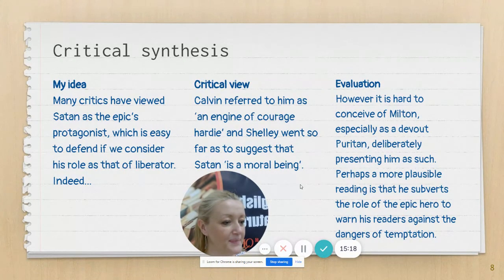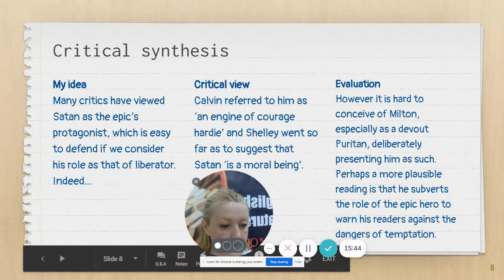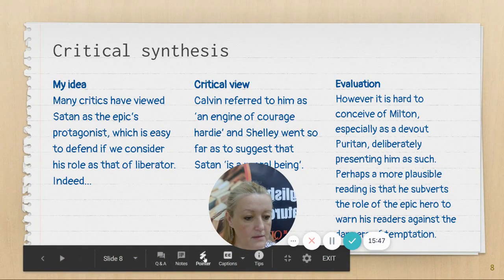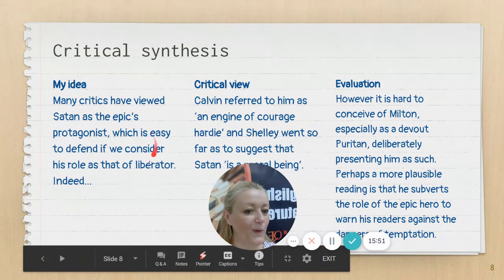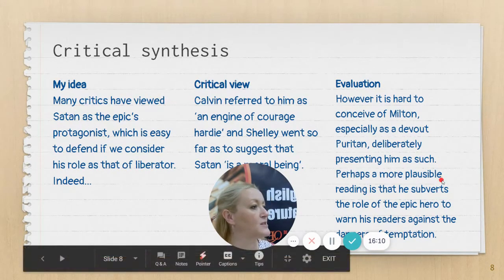However, it's hard to conceive of Milton, especially as a devout Puritan, deliberately presenting him as such. It's good, isn't it? Perhaps a more plausible reading is that he subverts the role of the epic hero to warn his readers against the dangers of temptation. So I've started with my idea, underpinned it by referring to a couple of other critics, and then developed it further by saying that even though some people say he's the protagonist, I'm not really sure that's what's happening here.